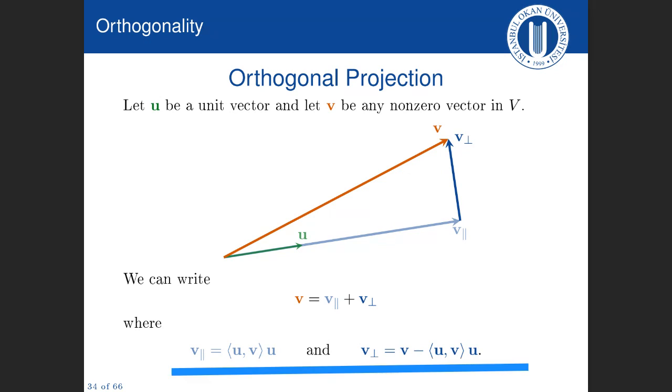On the left, v parallel is the inner product of u and v multiplied by u. It has to be a number multiplied by u because it's pointing in the same direction as u. And then v perpendicular is given by the formula v minus the inner product of u and v multiplied by u. Now, I want to show you that these are the correct formulae.